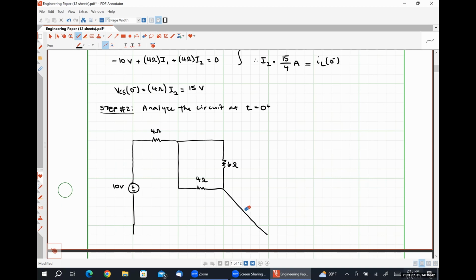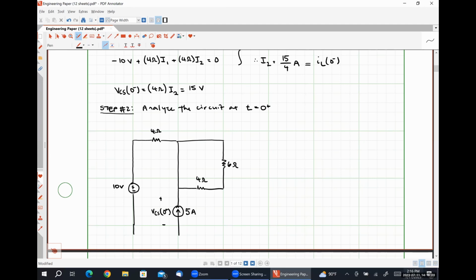Actually, that shouldn't be a short circuit right now. We'll get to what that is in a moment. My apologies for that. Here's my 5 amp current source. Across the switch, we have the voltage VCS at 0 plus.